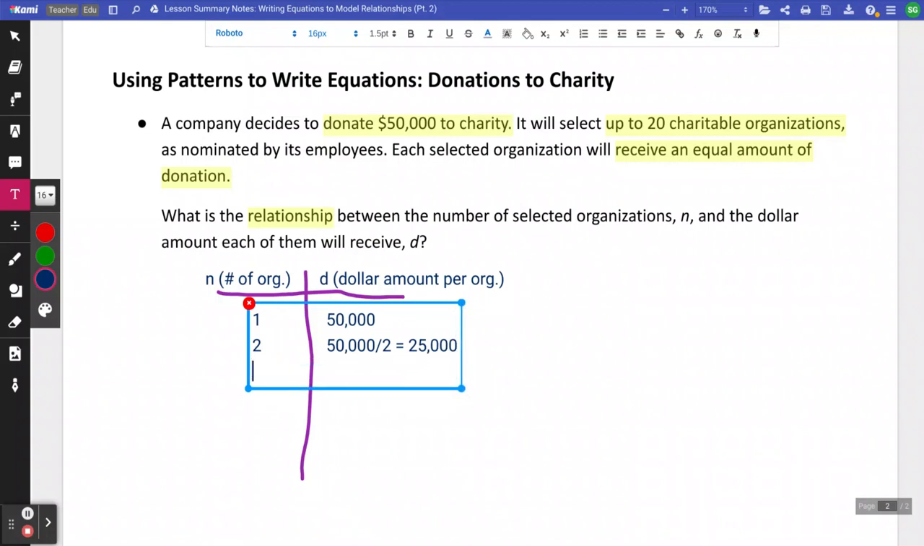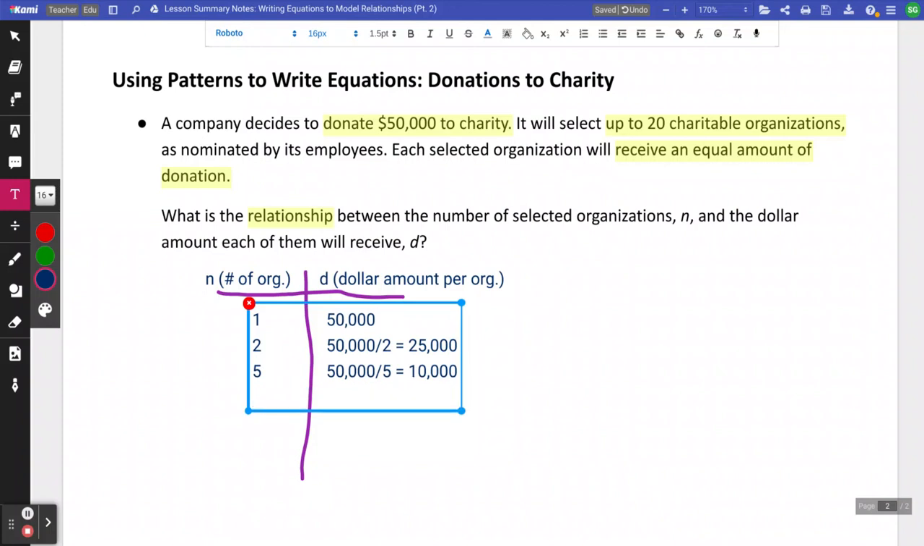We could go ahead and pick a few more random numbers. I'm going to pick maybe 5 charities next. How much money would each charity get if we picked 5 charities? And pay attention to the math you're doing to figure out that number there. Well, if they pick 5 charities, we're splitting that $50,000 between 5 charities now. So that would leave $10,000 for each charity.